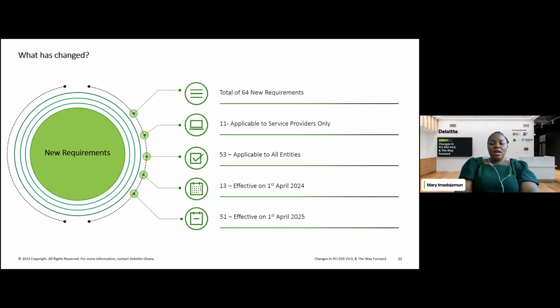New requirements that were added. We have a total of 64 new requirements that were added. We have 11 of them applicable to service providers only. We have 53 of them applicable to all entities, whether you're an acquirer, issuer, or a service provider. Then we have 13 of them which are the immediate requirements that we have to implement by 1st April 2024. Then we have 51 of them effective on 1st April 2025 as the future dated requirements.